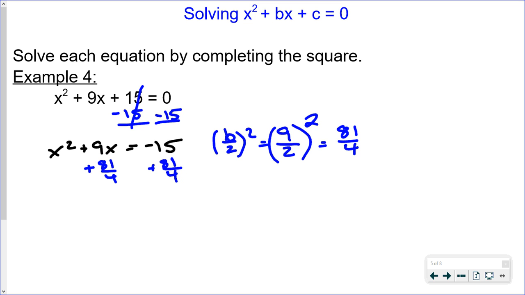So on the left side, now I have x squared plus 9x plus 81 fourths equals, so let's see, negative 15 plus 81 fourths is equal to 21 fourths.